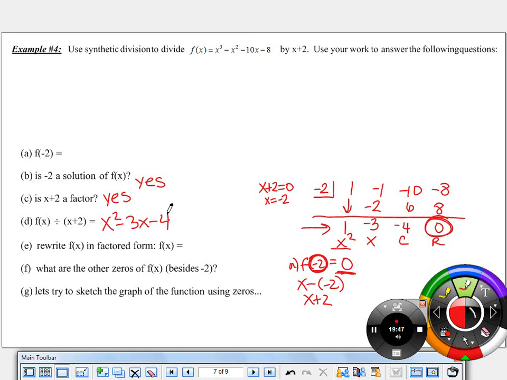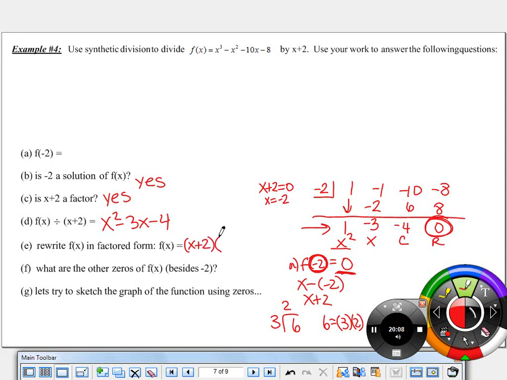And then it says to rewrite f of x in factored form. So remember what this means. Think about numbers. If you took 6 and you divided it by 3 and you knew the answer was 2, a way to write 6 in factored form would be a factor of 3 times a factor of 2. Okay? So we took f of x and we divided it by x plus 2, which was a factor. So one factor was x plus 2.